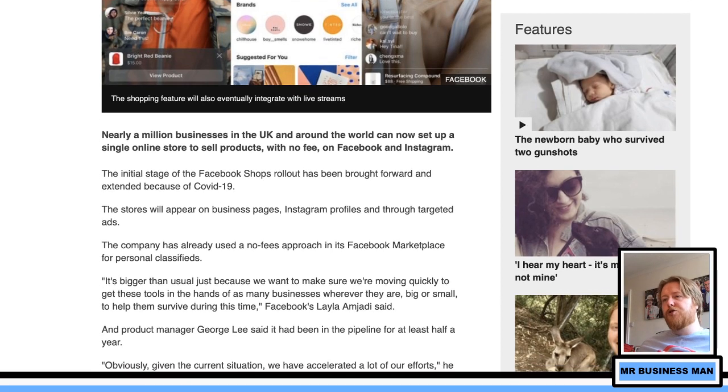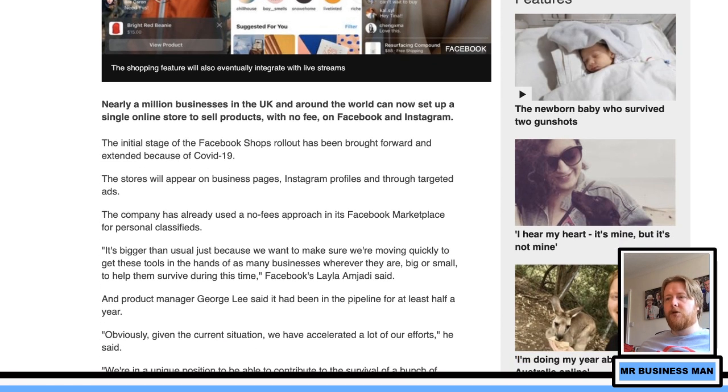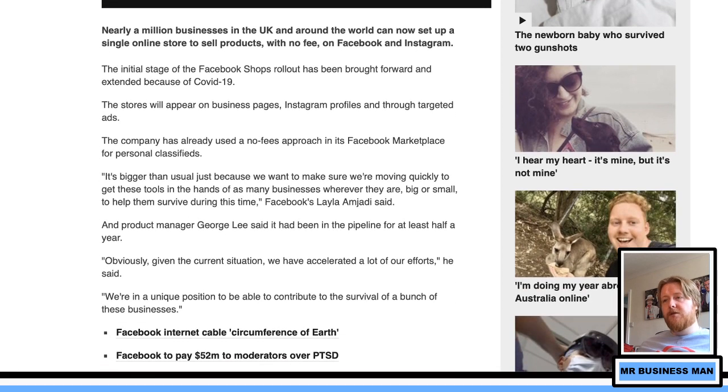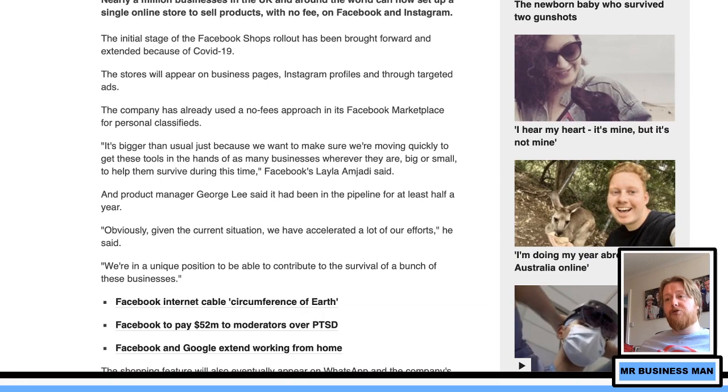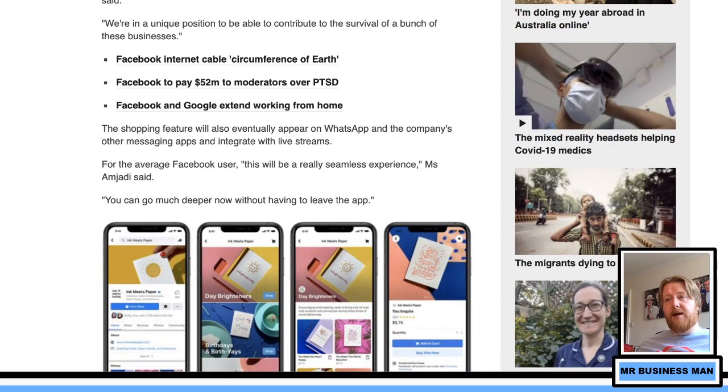"It's bigger than usual just because we want to make sure that we're moving quickly to get these tools in the hands of as many businesses, wherever they are, big or small, to help them survive during this time. Obviously, given the current situation, we have accelerated a lot of our efforts. We are in a unique position to be able to contribute to the survival of a bunch of these businesses. You can go much deeper now without having to leave the app."